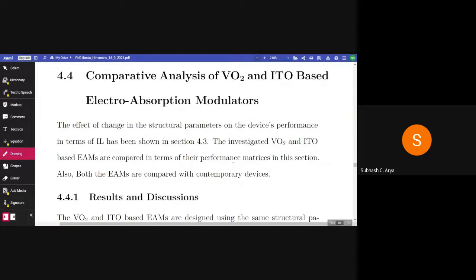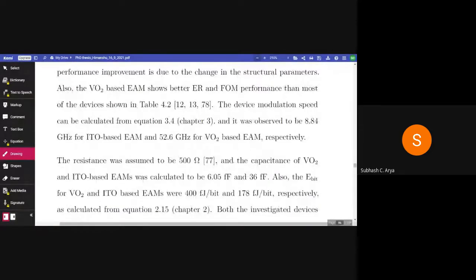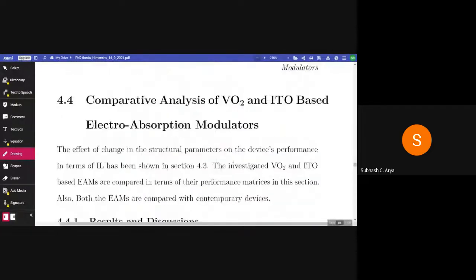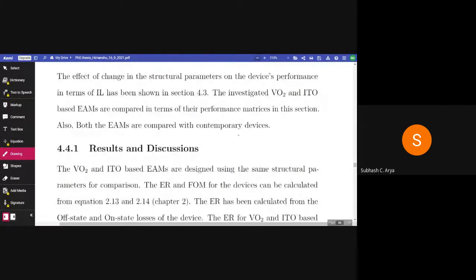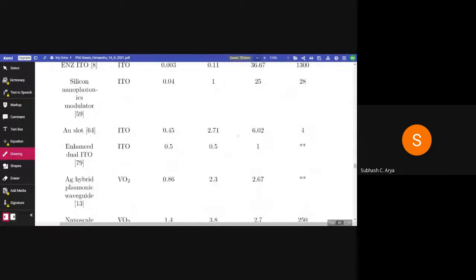If no, I think this is the last section: Comparison. Once we have designed or optimized this VO2 and ITO based devices, this section is how to compare these results, because comparison tells the merits and demerits, at which reason or for what cost these devices can be more suitable compared to one or another.